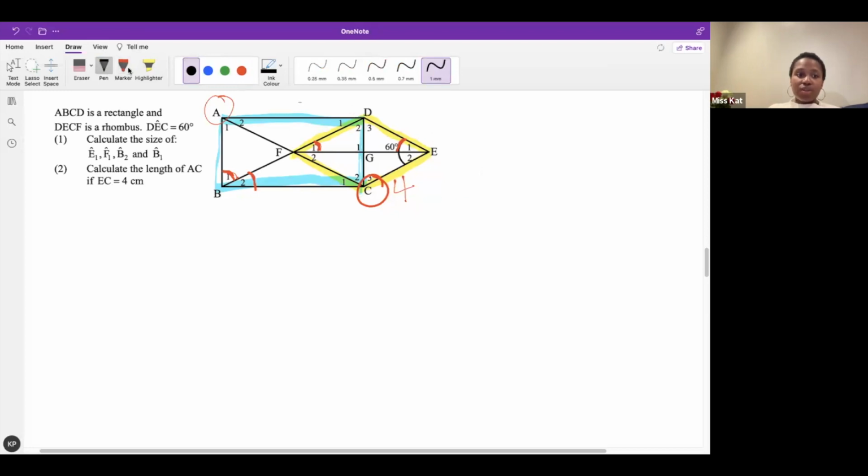Okay, so this whole angle over here, E1 and E2, are equal to 60 degrees. But what do we know about diagonals of a rhombus, guys? Wherever you want to start, okay. Oh, Kwena has already started for us. Kwena says AC is equal to 8. What's your reason, Kwena?